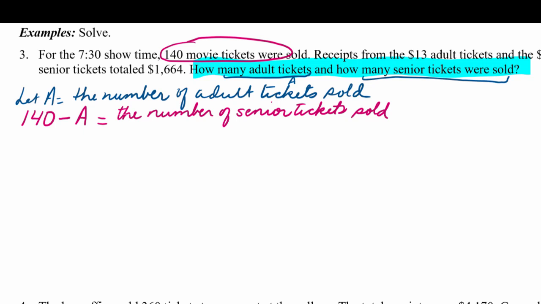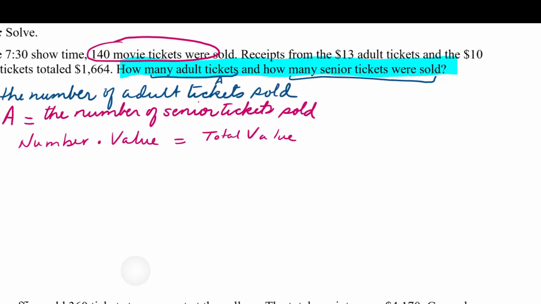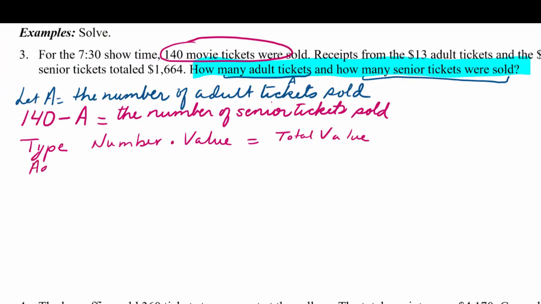Okay, so now we're ready for our table. If you recall, it has the type of ticket, the number, and the value of a single ticket, and we multiply those to get the total value for that ticket. We have adult tickets, and we have senior. Our numbers are our variables, because it says here the number.